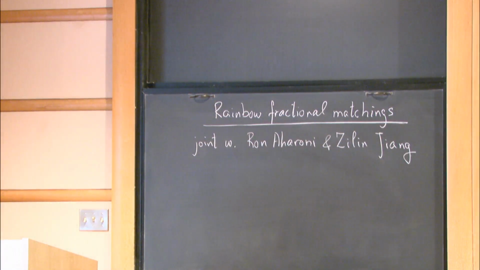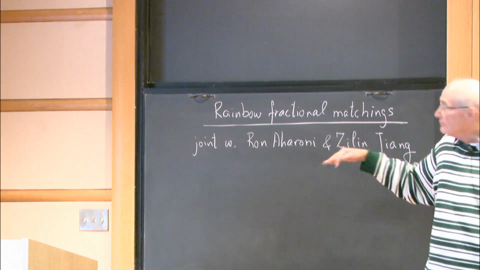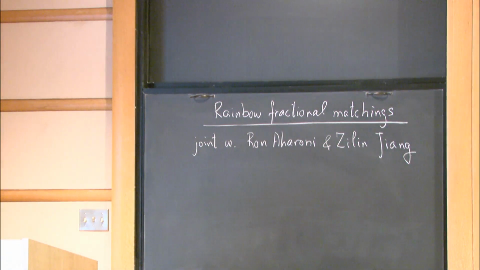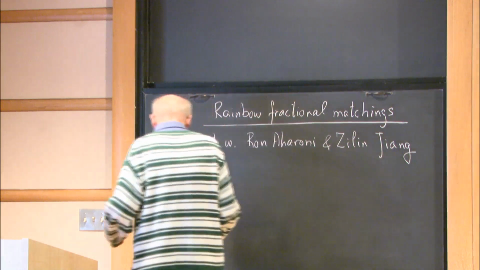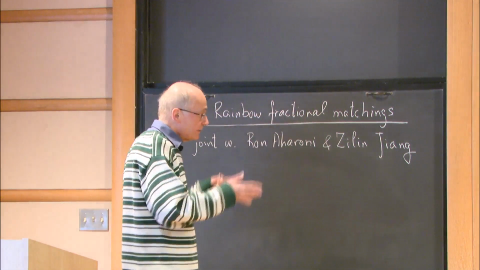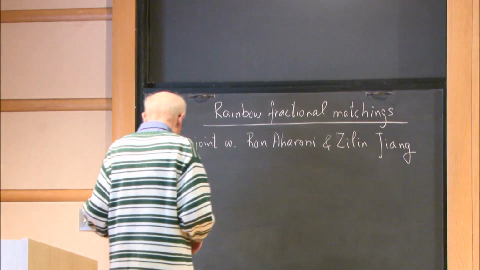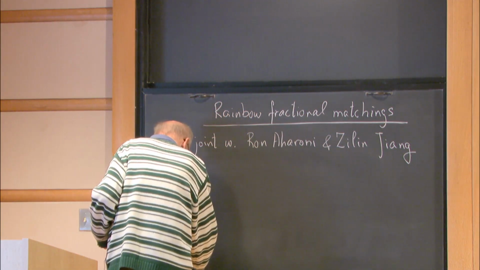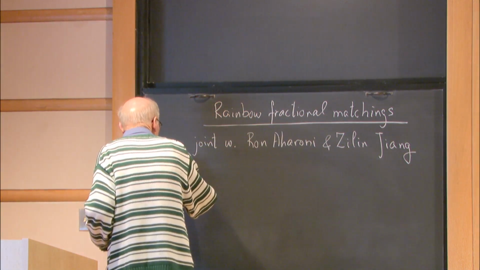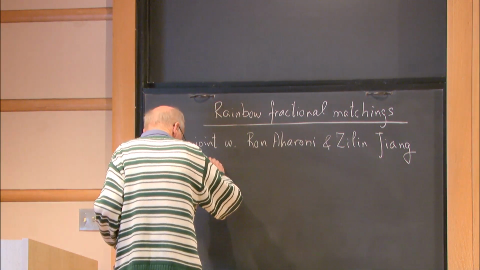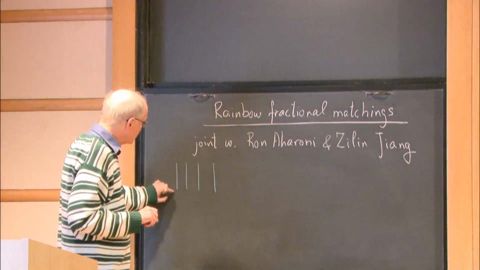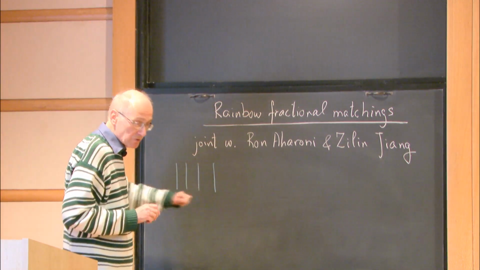So I will start with rainbow matchings, and fractional will come later. To give you an idea of what is a rainbow matching, suppose you have 8 vertices, and here is a matching of those 8 vertices. So you should imagine that this is matched to this, this to this, this to this, and this to this.